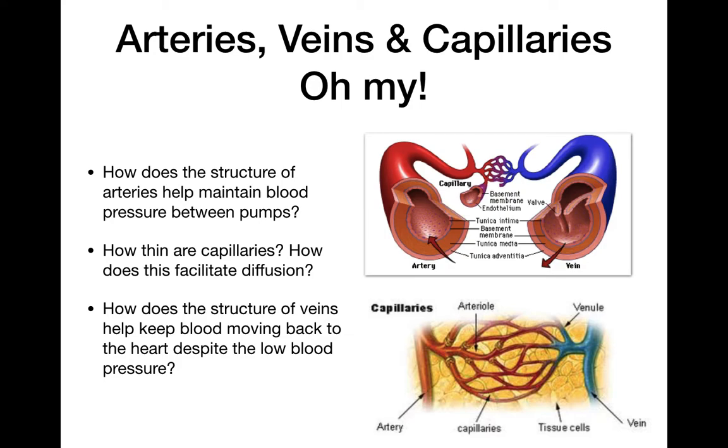Let's look at veins and their structures. How does the structure of veins help keep blood moving back to the heart despite low blood pressure? They have a much thinner wall because the blood pressure is low, and you want to get as much pressure as you can. And we have these little one-way valves.